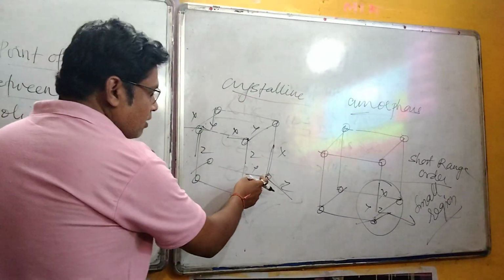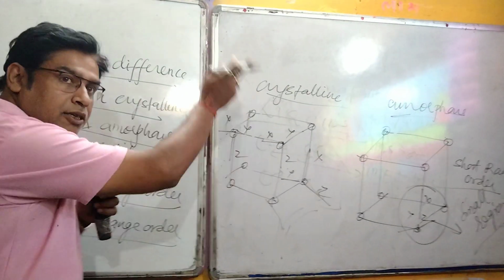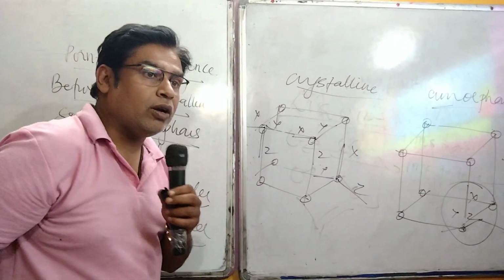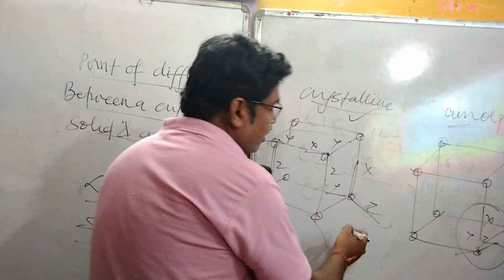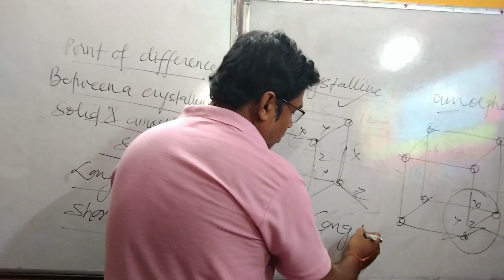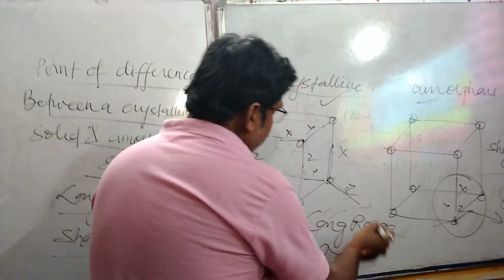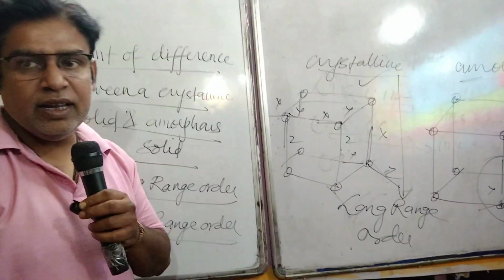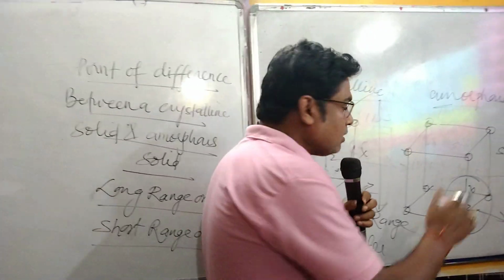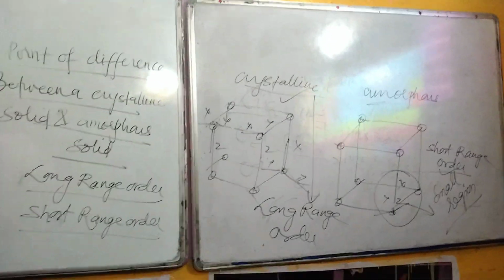But when this arrangement is present in each and every corner of a crystal, then that is called crystalline, and that is known as long range order. This is commonly known as long range order. So crystalline substances show long range order, whereas amorphous substances show short range order.